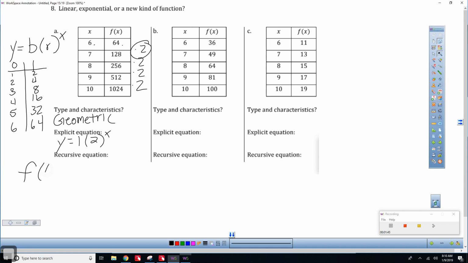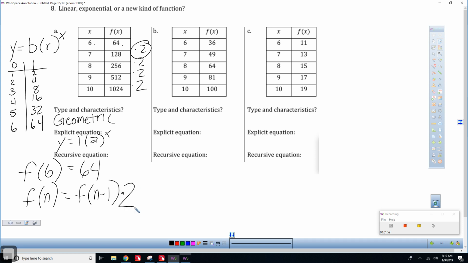f of 6 is 64. To find any number, f of n, take the previous number, f of n minus 1, and multiply it by 2. Okay? All right.